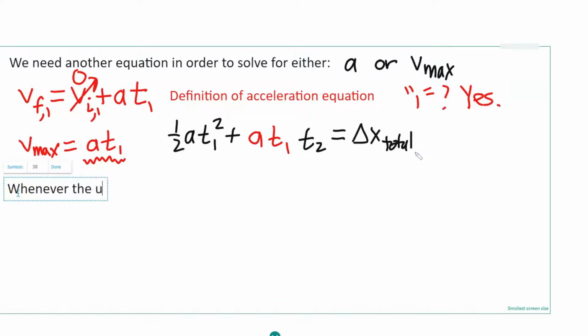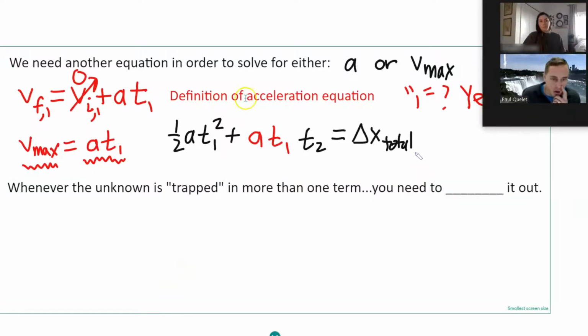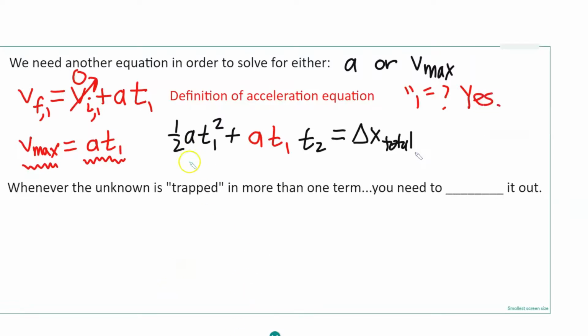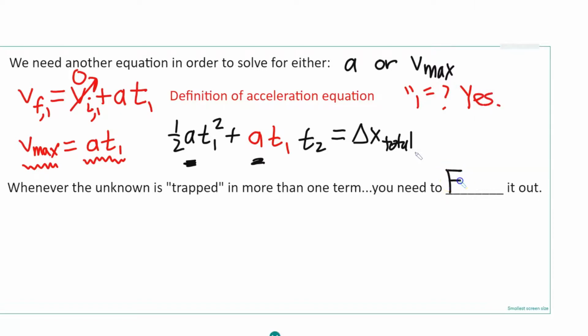Whenever the unknown is trapped in more than one term, you need to factor it out. Do you see that A is here and A is here? It's in more than one term. We need to, what's the algebra thing I'm thinking about? Not cancel. Factor it out. Do you remember this?